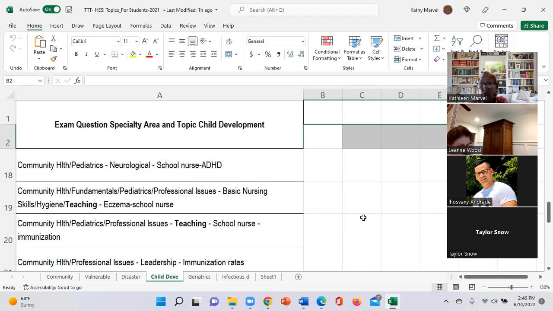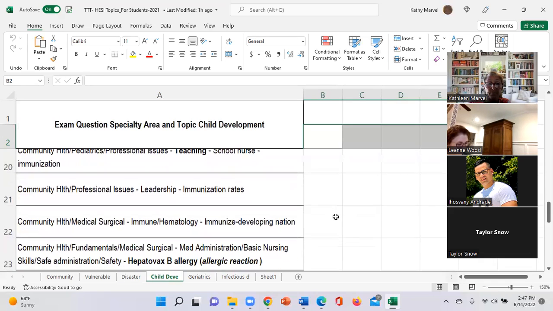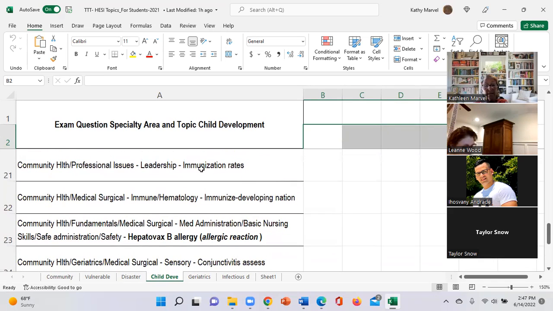What do we know about immunizations? What we want to communicate to parents is vaccines are the most important prevention against childhood illnesses. Why are they asking about immunization rates? And then there's a question that has been asked in the past about the hepatitis B vaccine, and what an allergic reaction to that looks like.